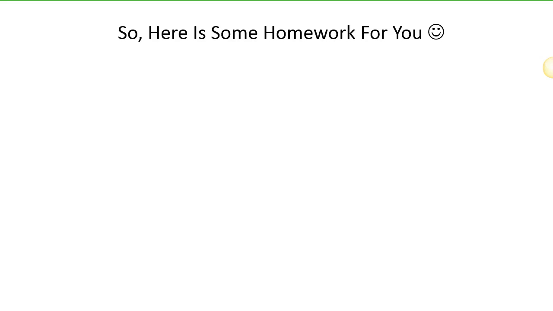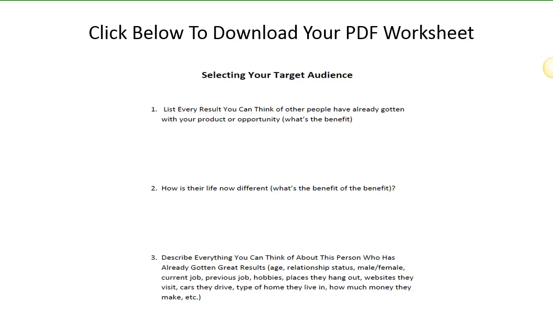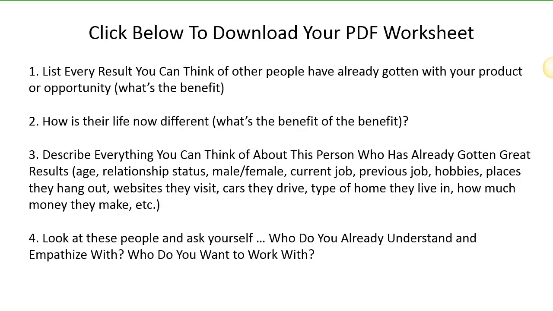Now below, you're gonna see two PDF files. You're gonna see one that says finding your target audience and determining your target audience. So what I want you to do is download both of those. And on these pages, just list every result that you can think of people who have already gotten your product or opportunity. So if you're in the dieting niche and they've bought your supplements, how did it work for them? Write that down. Did it work for them? Did it not work for them? If they've joined your opportunity, have they made money? Are they seeing success? You want to write all that down.